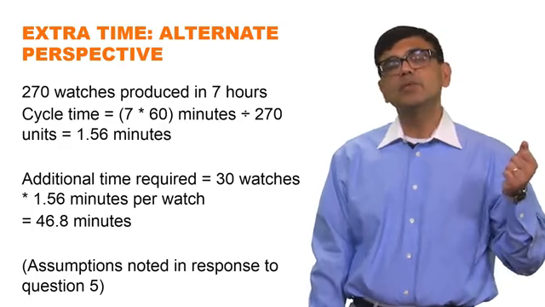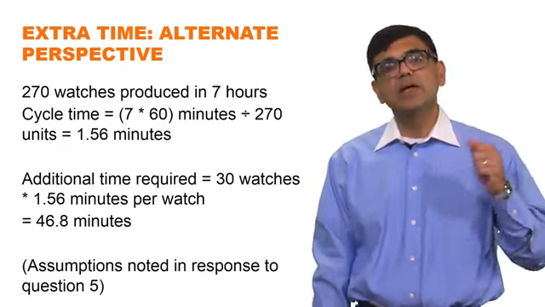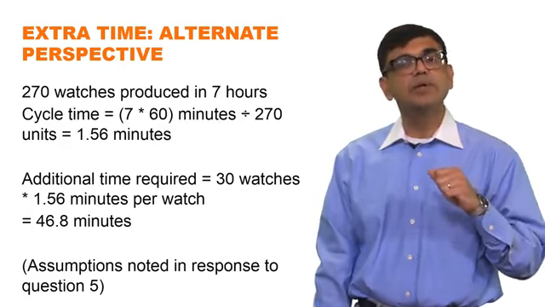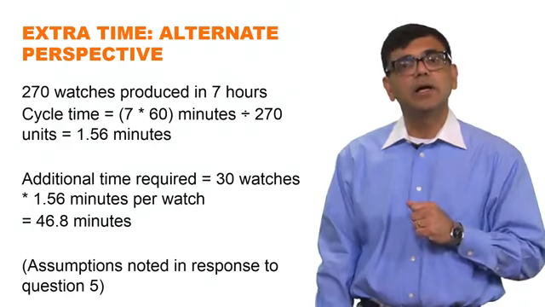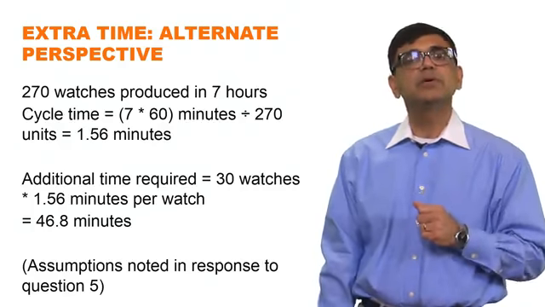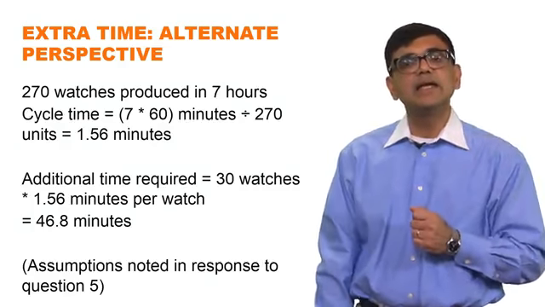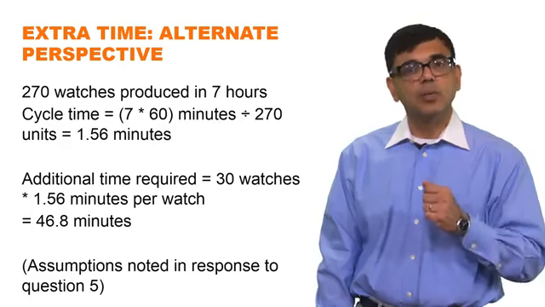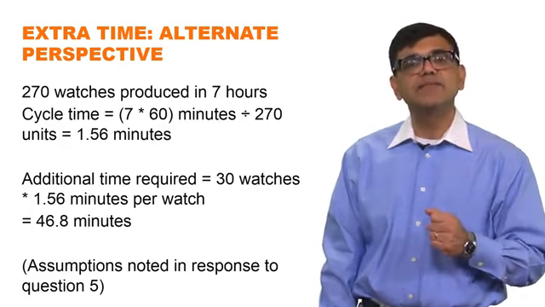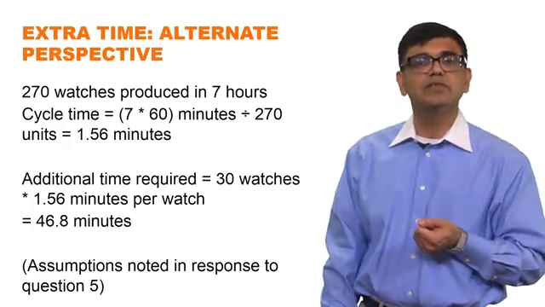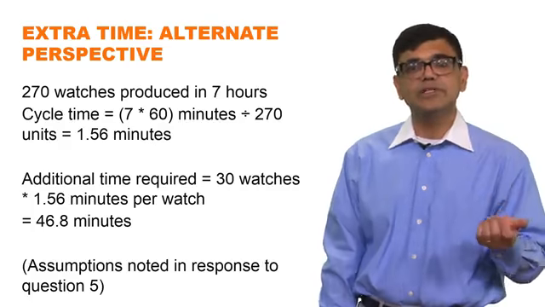What's the difference between this and the previous perspective? In the previous perspective, we said that each watch was still being produced at the rate of 1 every 1.4 minutes, and here we're saying that each watch requires 1.56 minutes because they're simply working at 90% of the efficiency throughout the time.